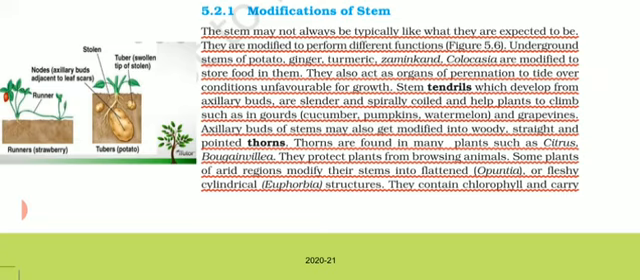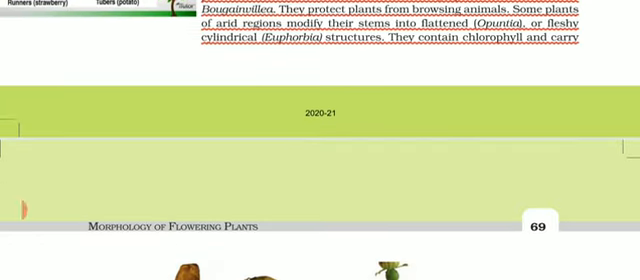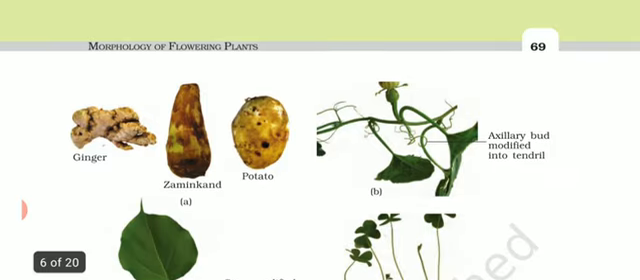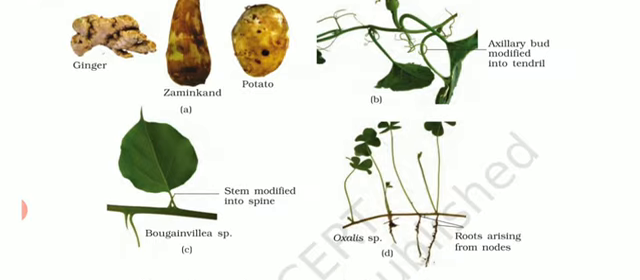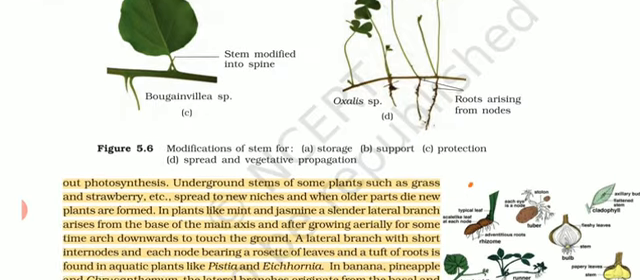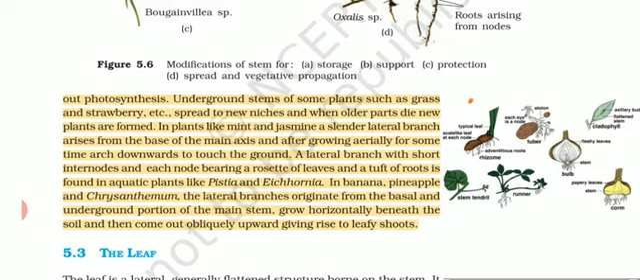Now number 4: some plants have modified stems, where a flattened stem or sometimes a fleshy stem is present, and it contains chlorophyll. Generally we say leaves contain chlorophyll in the chloroplast organelle and perform photosynthesis. But in certain cases, the green colored stem is flattened and performs photosynthesis.